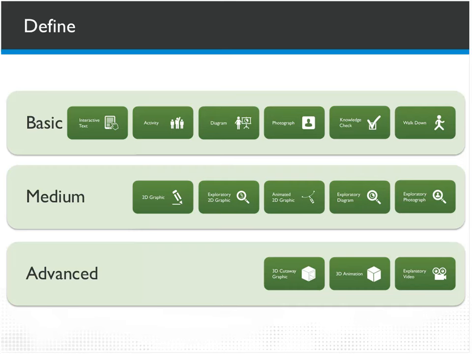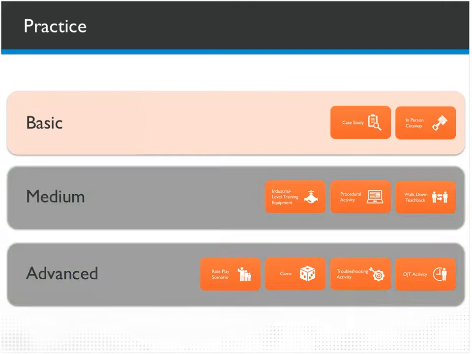And then as we get to the more advanced, we're going to see 3D cutaways, 3D animations, explanatory videos. So the advanced is for advanced concepts, but it's also an advanced type of material that we're producing. We want to be very careful when we're doing these. These are great for things that we can repurpose, great for things that we can reuse, and great for things that aren't going to change a lot in the future.